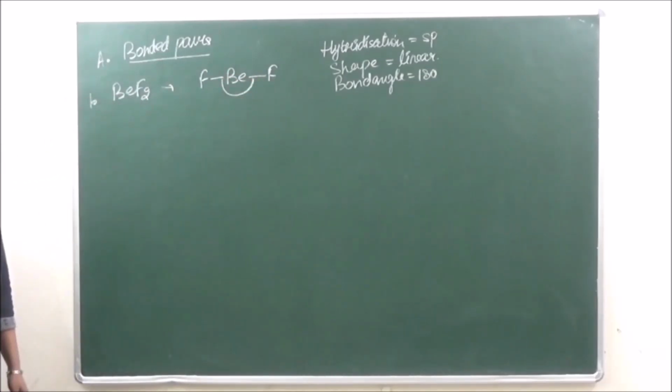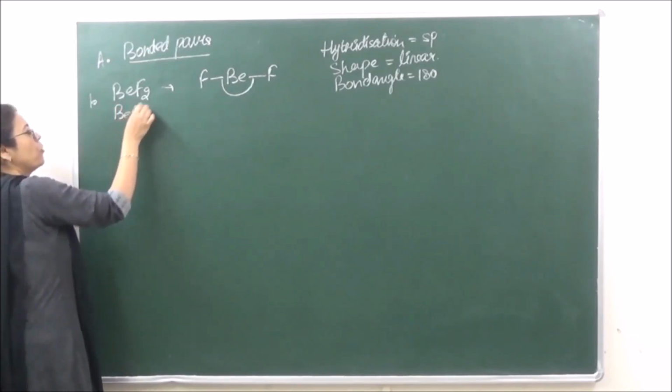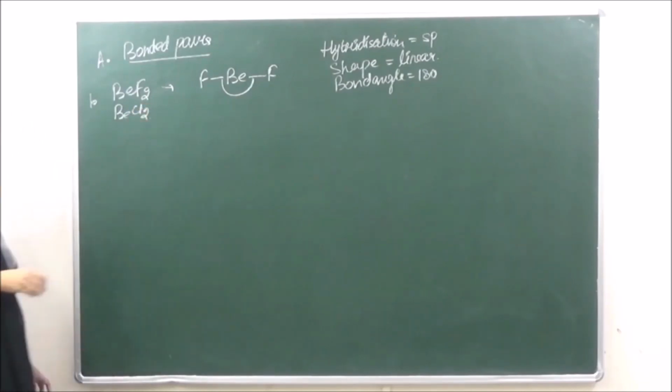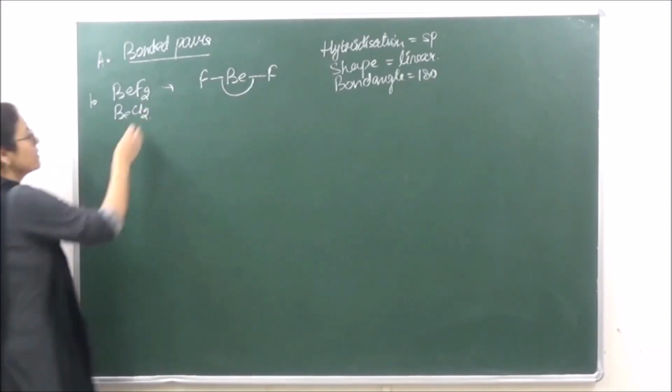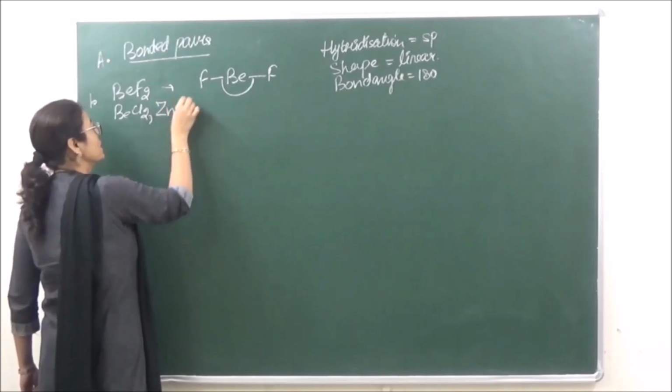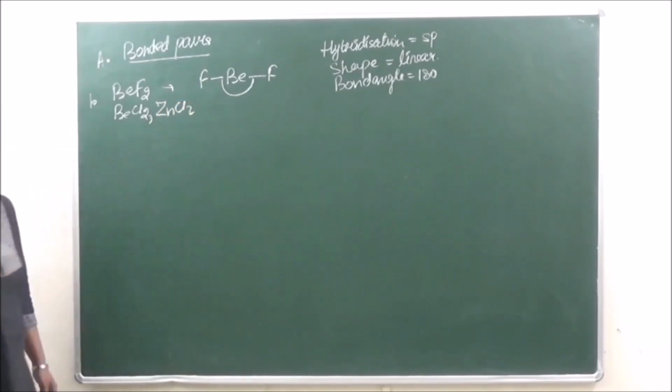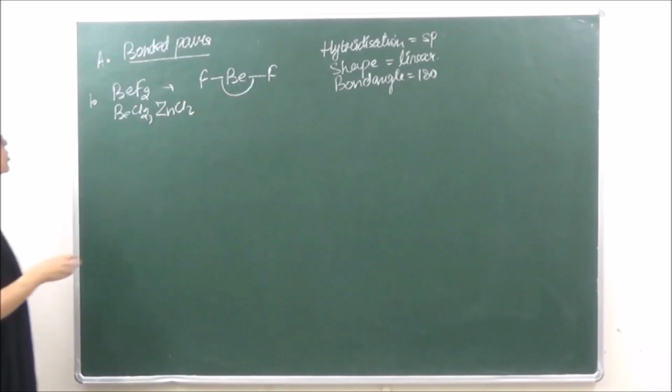Other examples which are going to follow the same trend are BeCl2. Then we have zinc chloride, which will also have the same shape, and we have HgCl2.